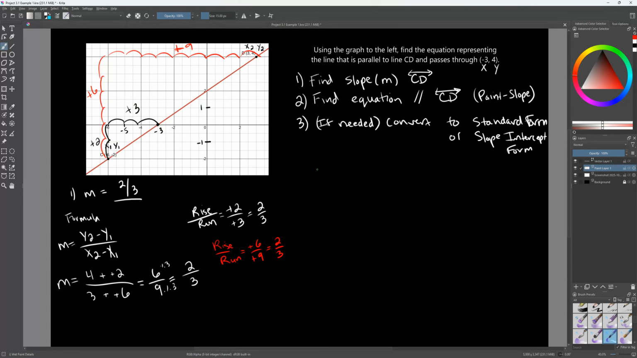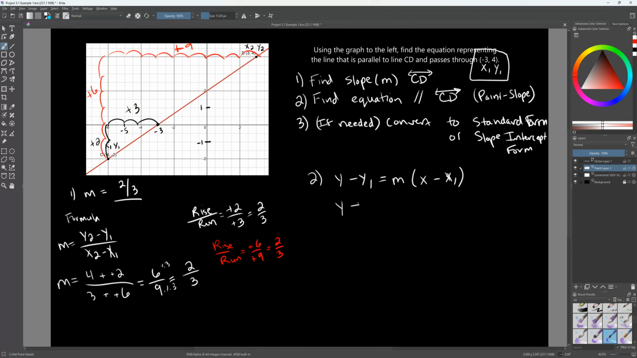Okay, so that's step 1. Step 2 is going to be find my equation, and I'm going to be doing that in point slope form. So when I do point slope form for this, I'm just going to plug it into the formula. The formula is y minus y1 is equal to m times x minus x1. All I have to do there is plug that in. Be very careful, because the x1 and the y1 are going to be from this point up here, because that's the point that it's passing through. I've got my slope of 2/3 and it's passing through that point. So I'm just going to plug those numbers in.